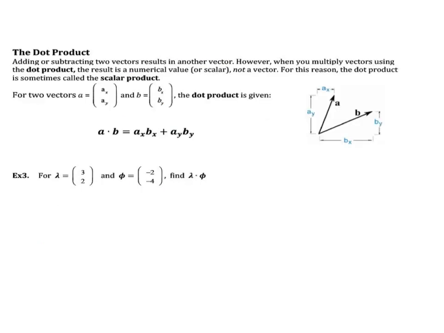Okay, moving on. The dot product. So it's important to read this part up here about the dot product. It says when you add or subtract vectors, you get another vector as a result. We just did that in the previous example. However, when you multiply vectors, you actually get something called the dot product. Sometimes we call it the scalar product, because when you multiply them, you only get one single numerical value, and we call that a scalar. So it's not a vector, it's just one singular numerical value.